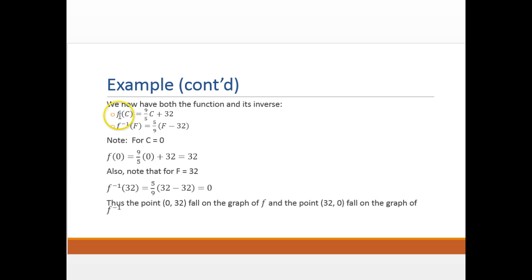So here are our two functions. f of c is 9/5 c plus 32. f inverse of F is 5/9 times F minus 32. Now notice for c equals 0, f of 0 is 32. And also notice for F equals 32, f inverse of 32 equals 0. So thus the point (0, 32) falls on the graph of f, and the point (32, 0) falls on the graph of f inverse. What's going to happen is that your domains and your ranges are going to be interchanged.